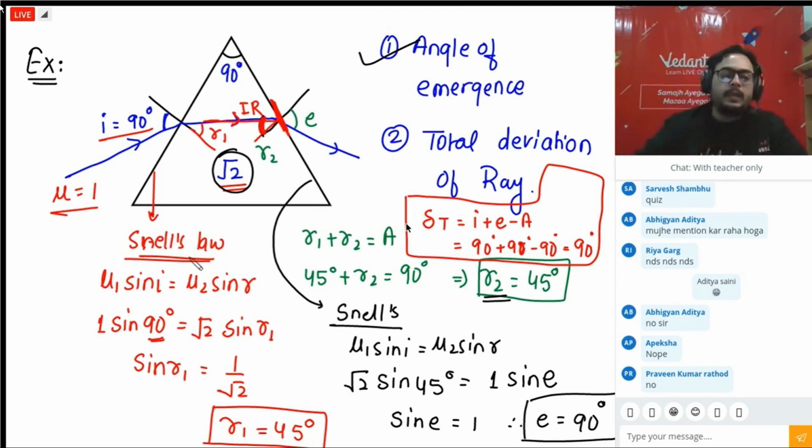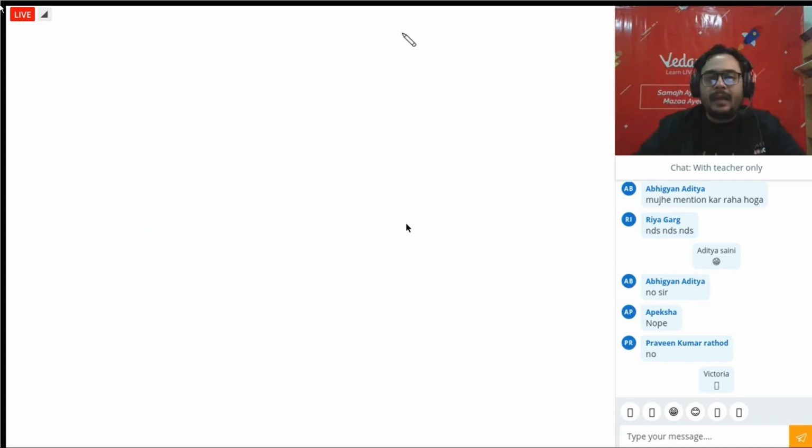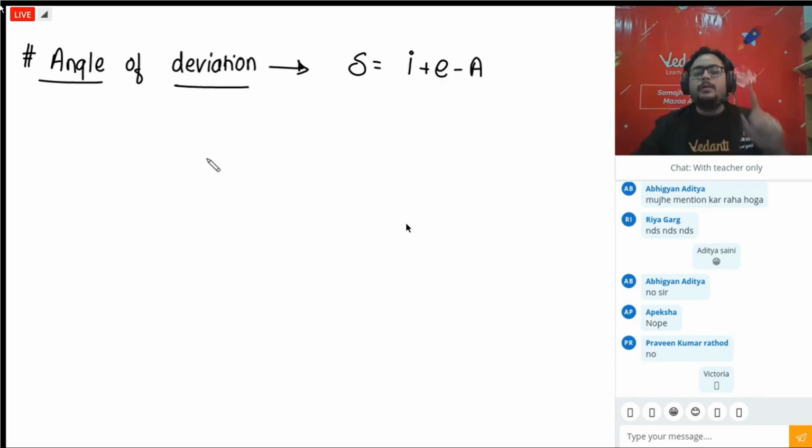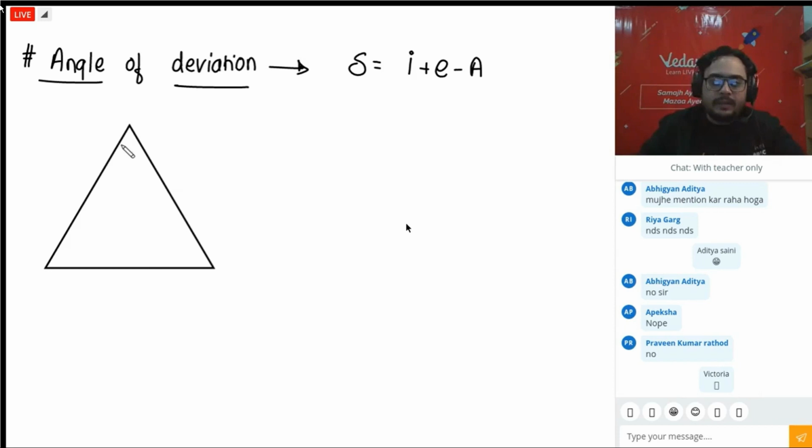So basically, for angle of deviation, we create a graph. Now we just saw the angle of deviation formula. What was the formula? I will give you one more example on that, but after some time. Angle of deviation I got, it is I plus E minus A. Now I am going to do something that is only going to irritate you. Look at me carefully. So I take this angle A.